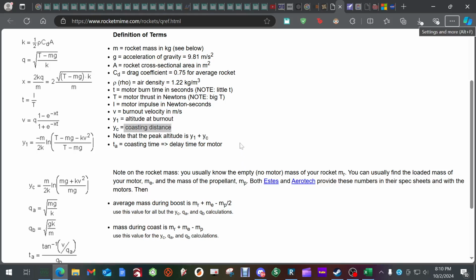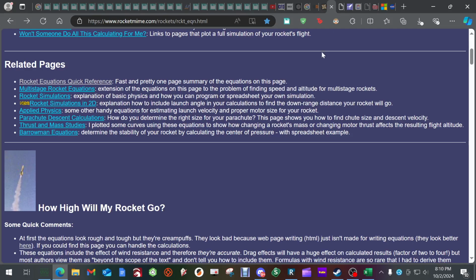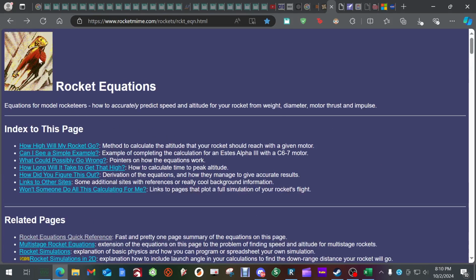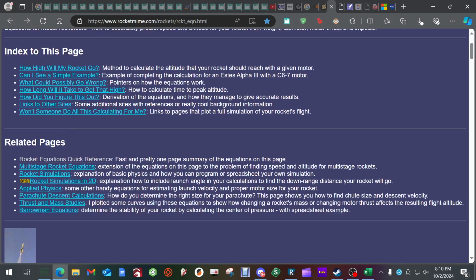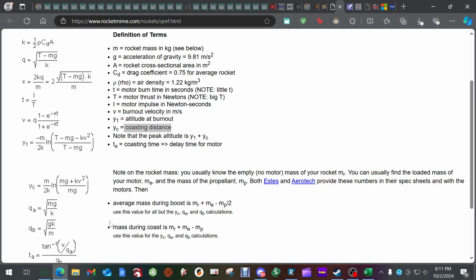So I'm going to go ahead and open up Google, and you're going to type in "rocket equations". You're going to hit the first page and it's going to take you here. It's going to say rocket equations, and then related pages. This all has some excellent information, but we want the first page. So when you click it, it's going to take you to here.